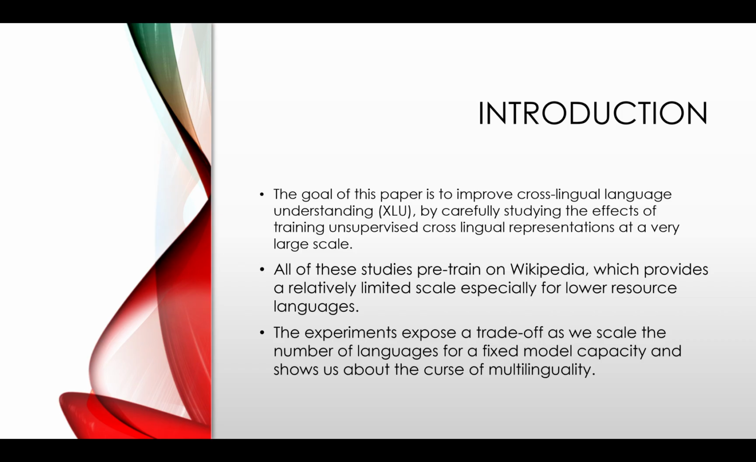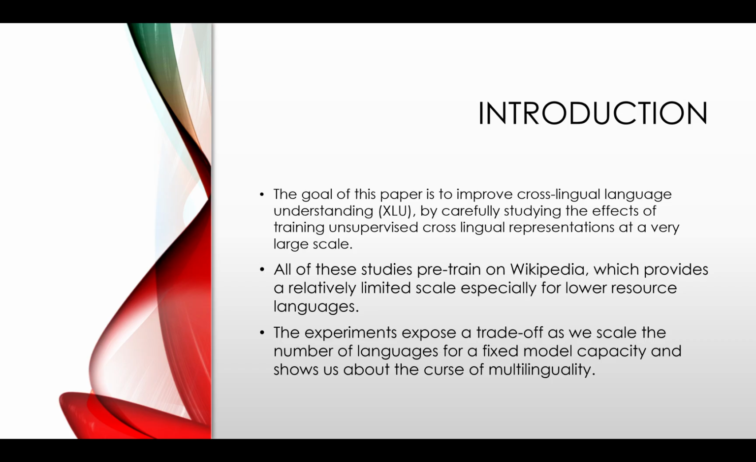Both mBERT and XLM have pushed the state of the art for cross-lingual understanding tasks by jointly pre-training large transformer models. These models allow for effective cross-lingual transfer, as seen on the benchmarks, and we used 3 benchmarks here: cross-lingual natural language inference, question answering, and named entity recognition. The main disadvantage was that all of these studies were pre-trained on Wikipedia, as we discussed earlier, which provided relatively limited scale, especially for low resource languages.